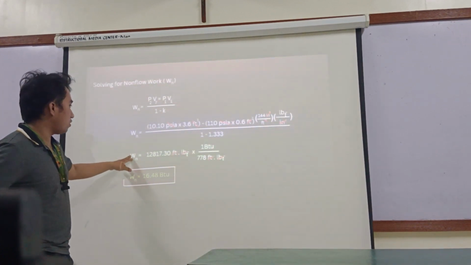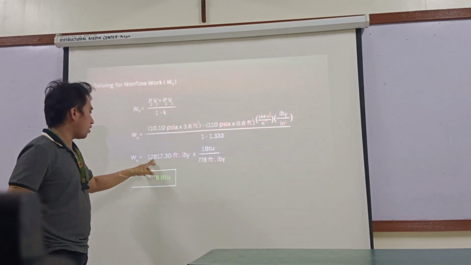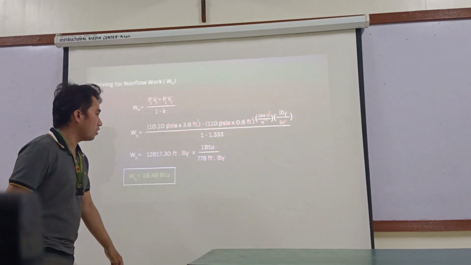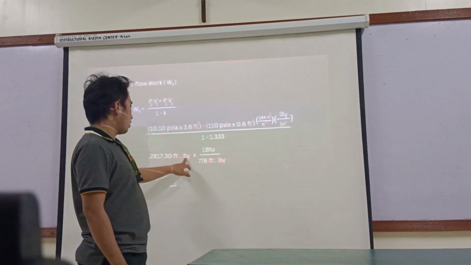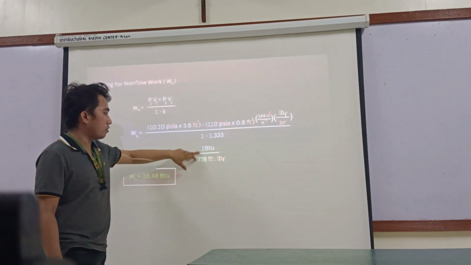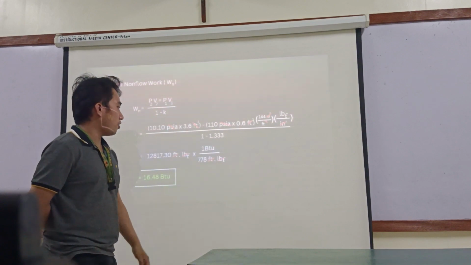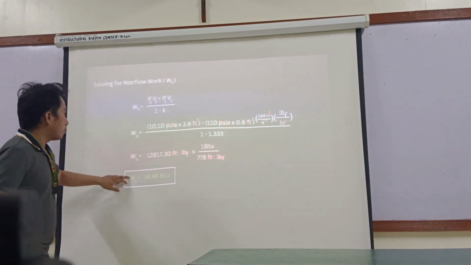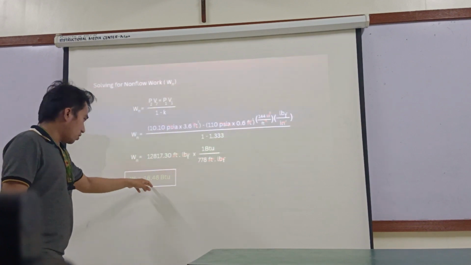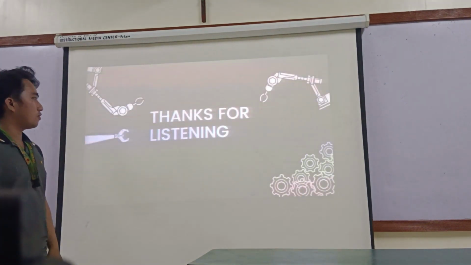So we have here the unit conversion: 12,817.30 foot pound force. So we can convert it to BTU. In every one BTU, or British thermal unit, there is 778 foot pound force. So the answer in non-flow work is equal to 16.48 British thermal unit. So that's all for problem number 8.